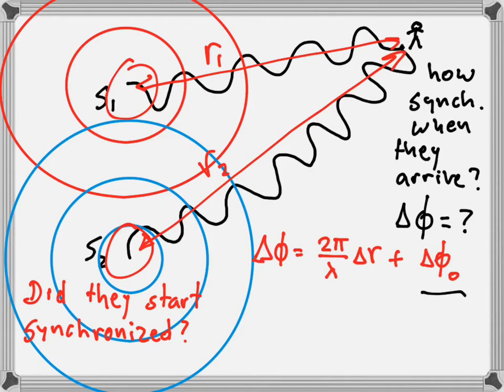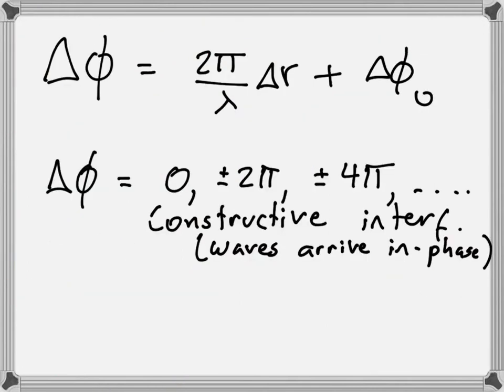In the picture that we have here, notice that one wave seems to be starting the journey at a peak, and the other one seems to be starting at 0. So one seems to start with a phase of 0, the other one with a phase of pi over 2. So there is a difference in phase in this picture. We have to account for that difference in the initial phase. All right, so the key equation for this chapter is going to be delta phi equals 2 pi over lambda times delta r plus delta phi naught.